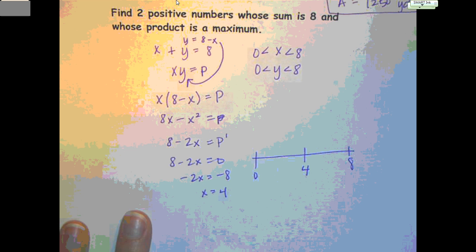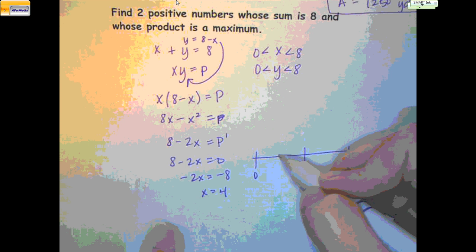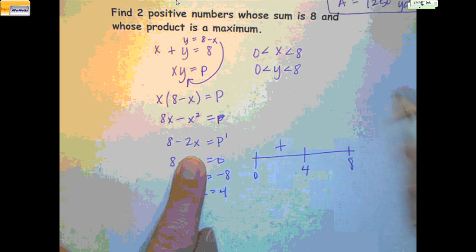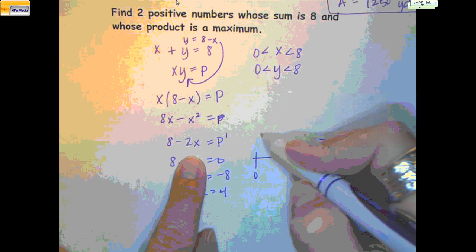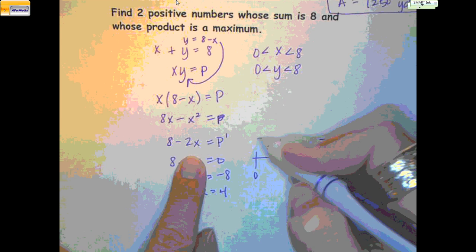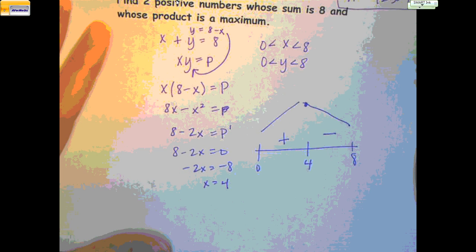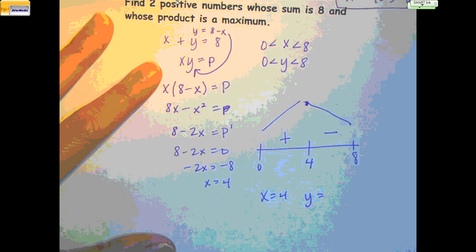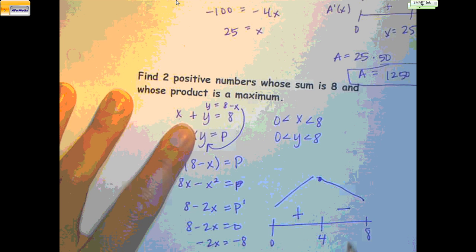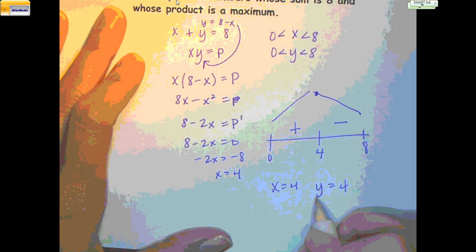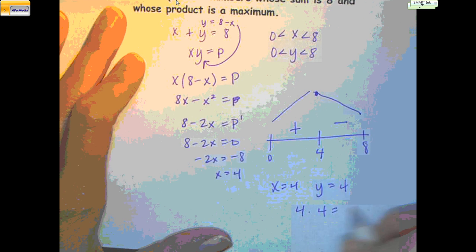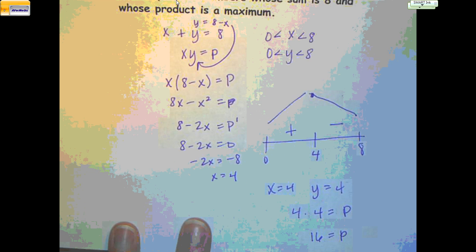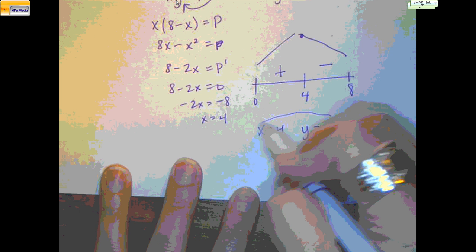If I plug in, say, a 2 into the derivative, do I get a positive or a negative? Positive. If I plug in a 6, I get a negative. So that's telling me we're increasing and then we're decreasing, so this must be our maximum. If x is 4, what's y? 4, yeah, because up here. Now that I know what those are, x times y equals the maximum product, which is 16. But they say to find the two positive numbers, so we did, 4 and 4.